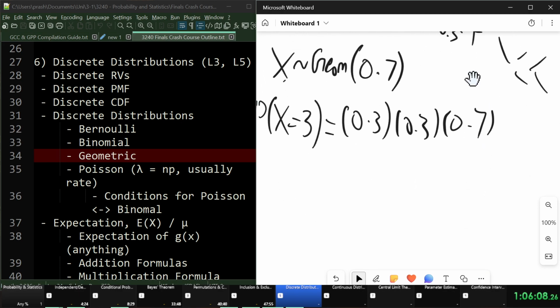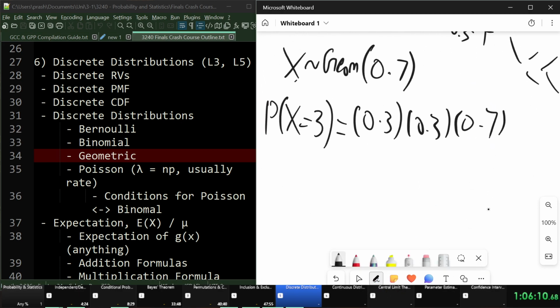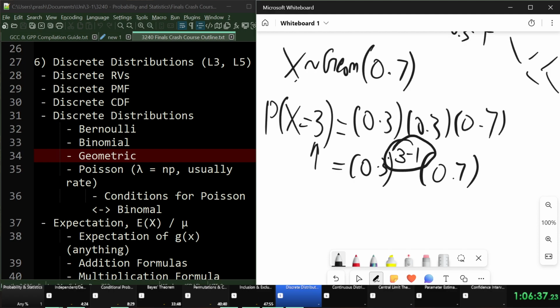This is the probability of x equals to 3. This can also be written as 0.3 to the power of 3 minus 1, times 0.7. I'm writing it this way because we succeeded on the third try. That means for the previous trials, trial 1 and trial 2, we failed. So for all previous trials, that's what 3 minus 1 is, we fail, which is 1 minus 0.7.